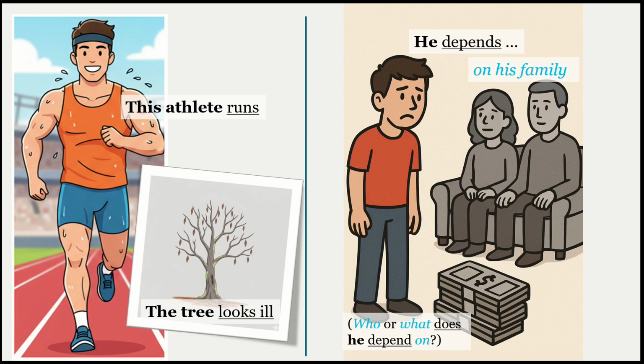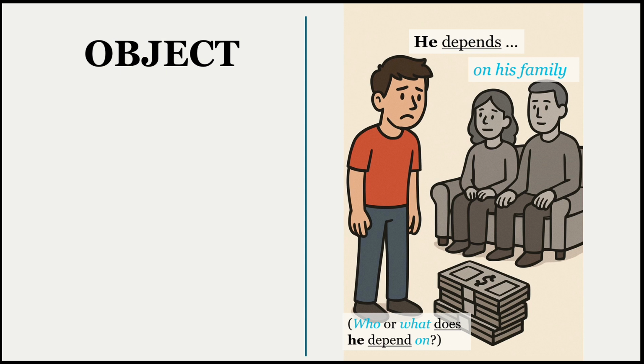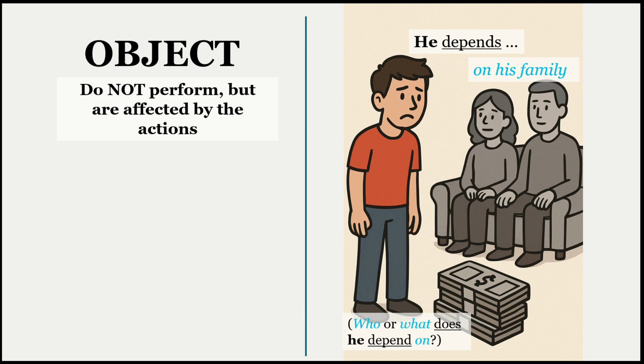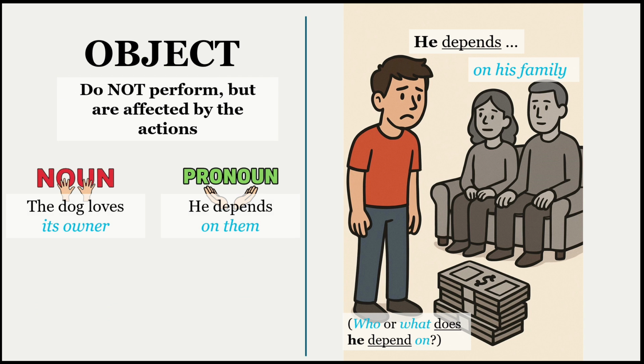The words and phrases that complete these sentences are called objects. Objects relate to the action of the verb, but unlike subjects, they don't perform the action. Instead, they receive or are affected by the action of the verb. In English, objects are usually nouns or pronouns, but sometimes a verb can act as an object, like a gerund, the -ing form of a verb. I enjoy reading.